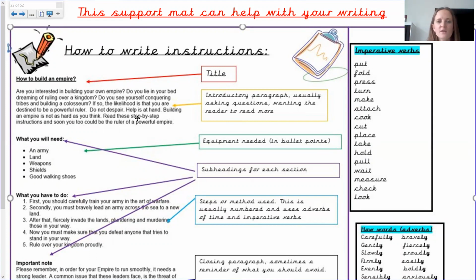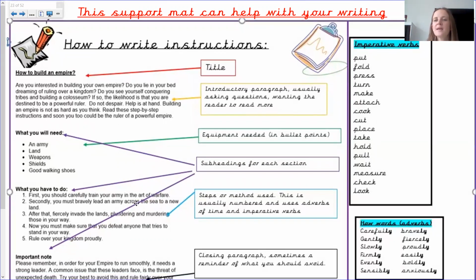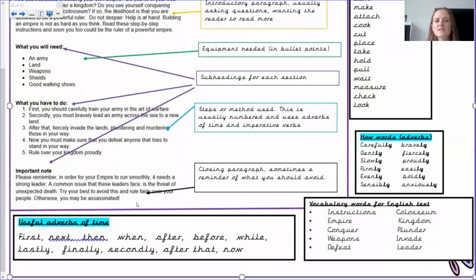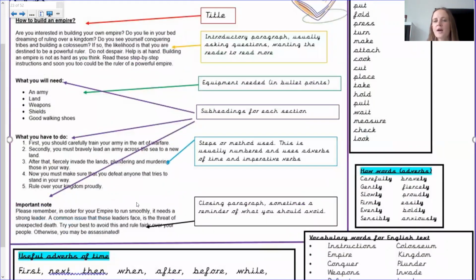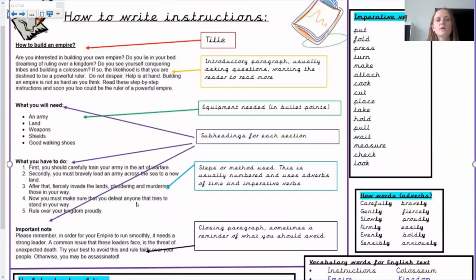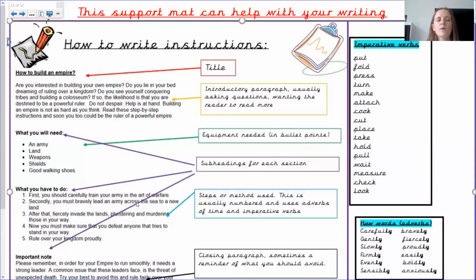So pause the video now, take note of the things that you may need to use in this. I'm going to lower down in case you want to write down some of those. You pause there, some of the vocabulary words, some of your adverbs. Okay, right, moving on.